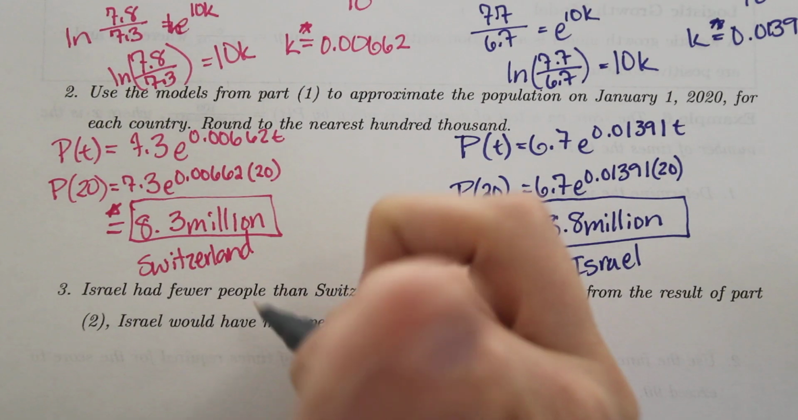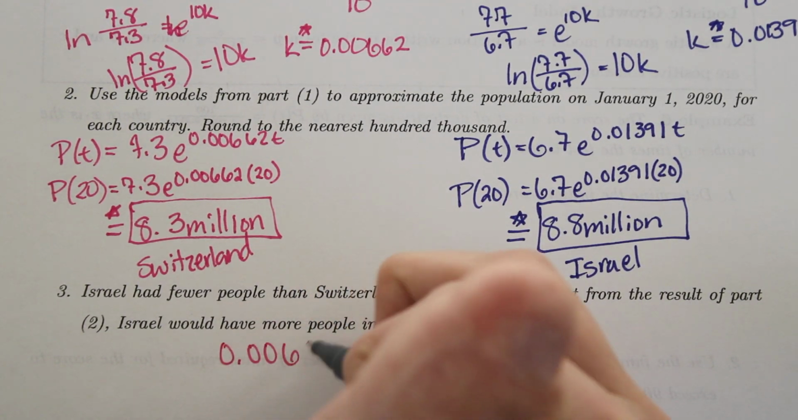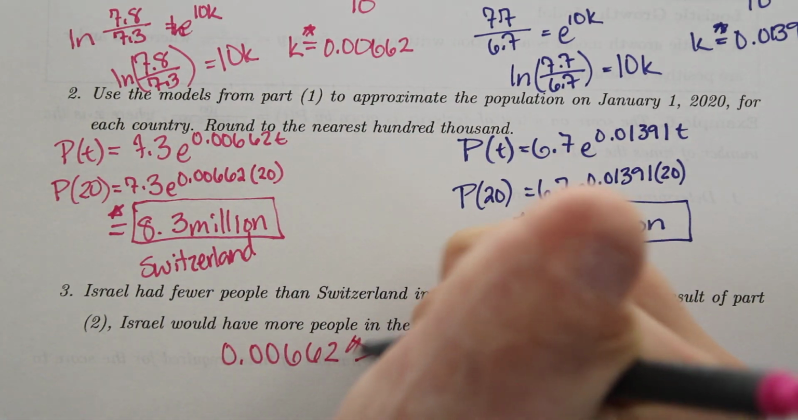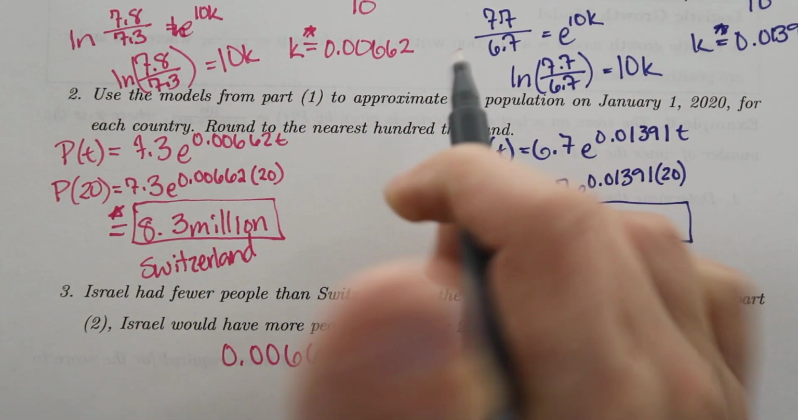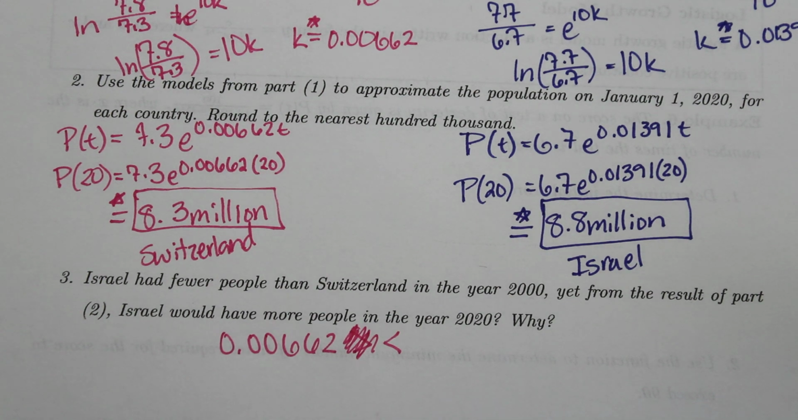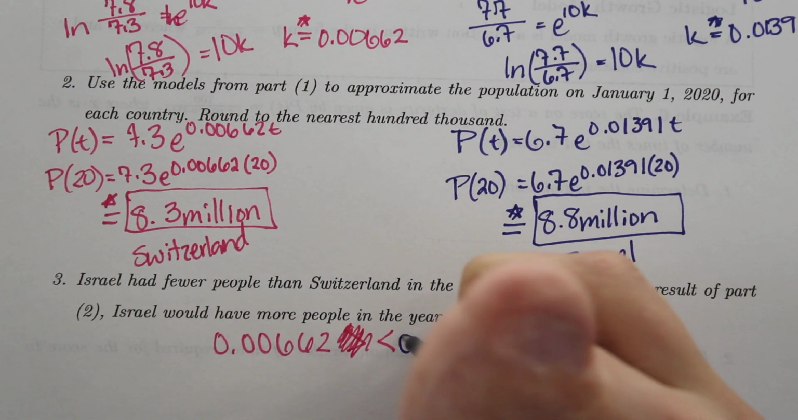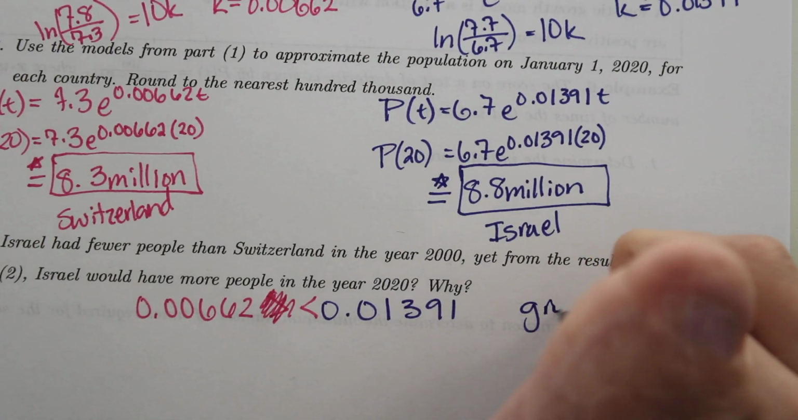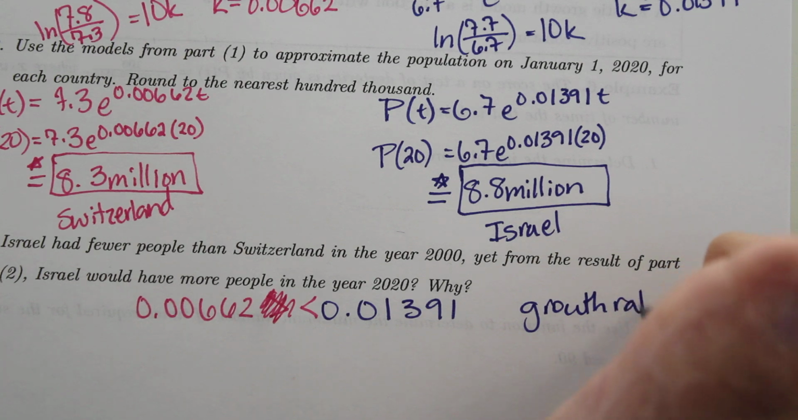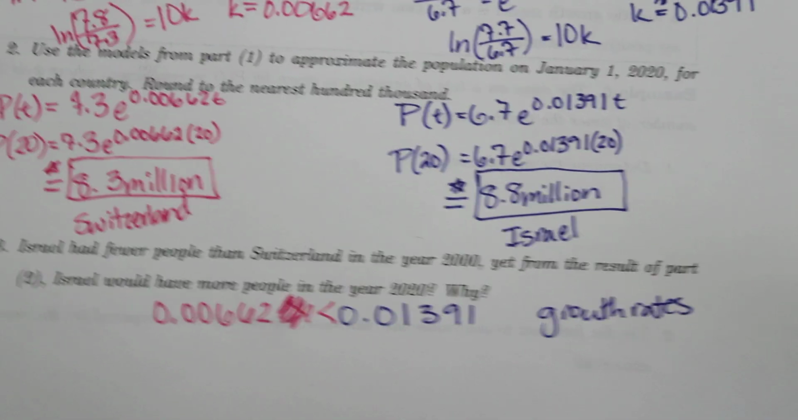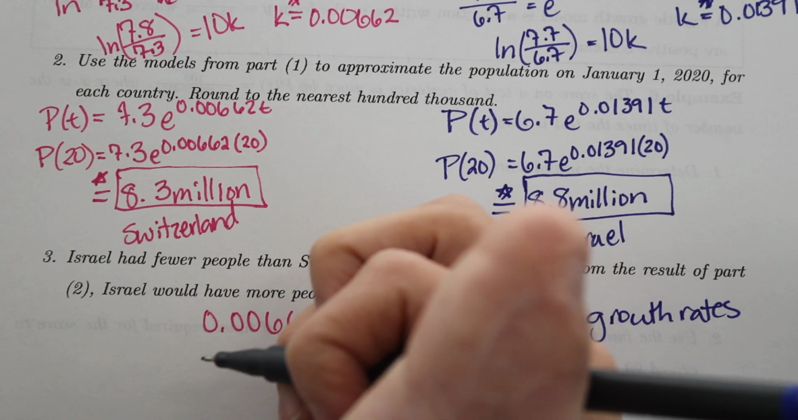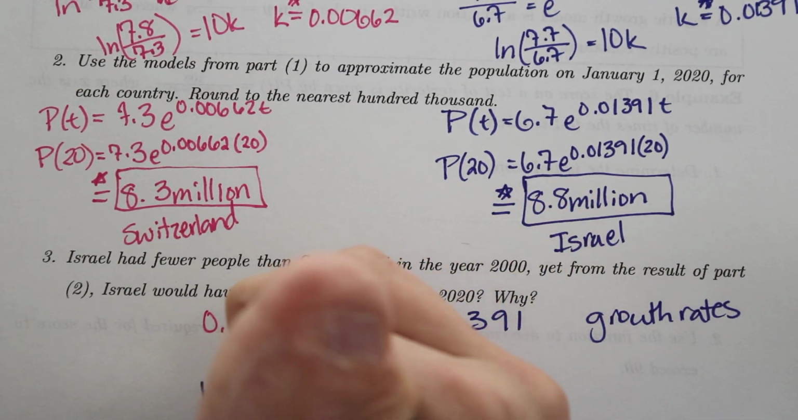Again, 0.00662 is less than Israel's, which is 0.01391. And these are our growth rates. Okay? So Israel's population is larger because of the growth rate.